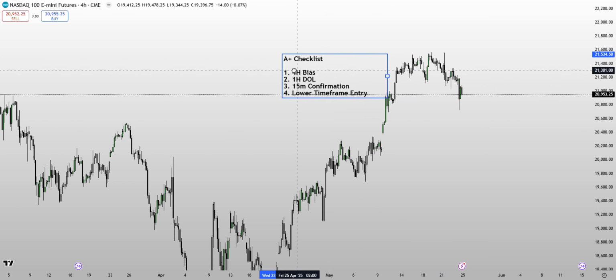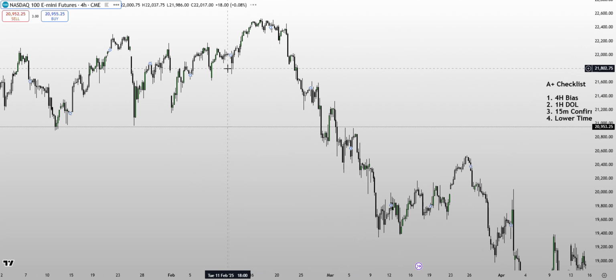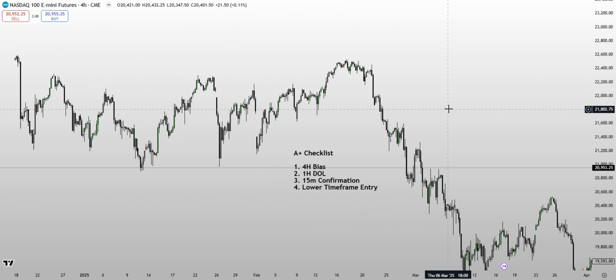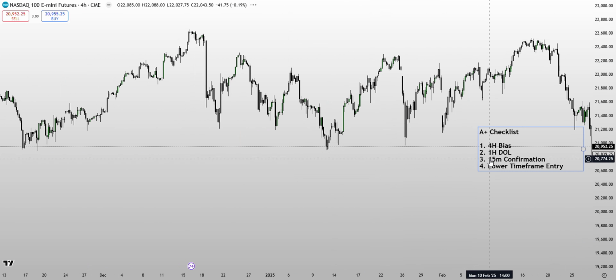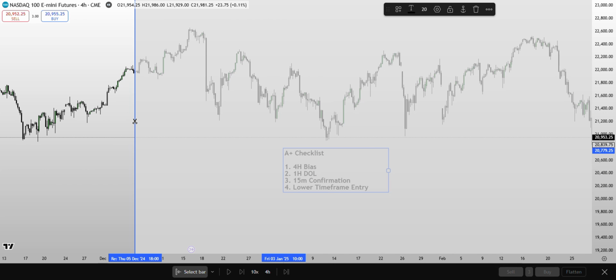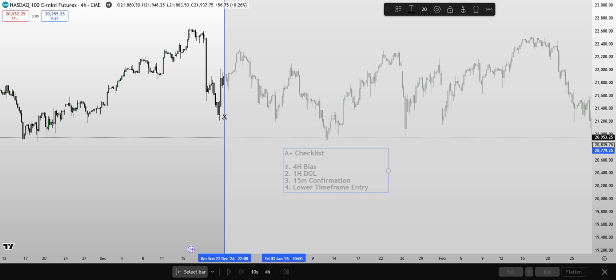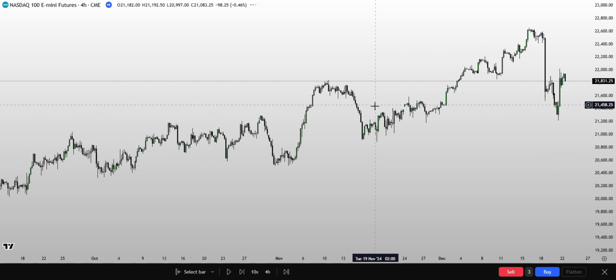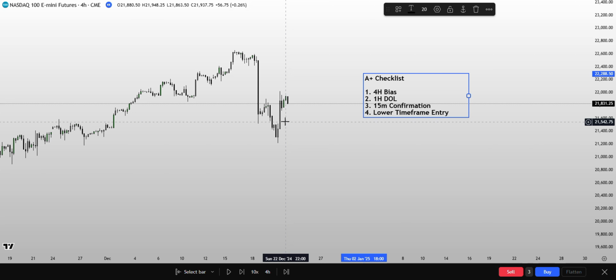So we're going to go on the 4-hour. I'm going to pick a random point. I'm going to go farther back, and I'm going to bring this checklist with me so we can check it off as we go. So whatever it may be, we're going to head back here. We'll go with this Monday right here, whatever it is. Anyways, so we're picking this point.